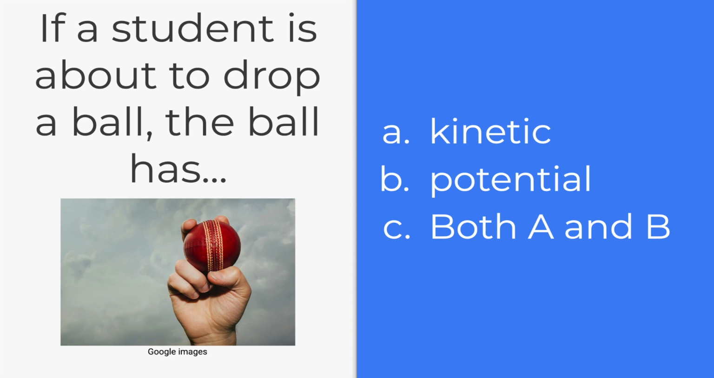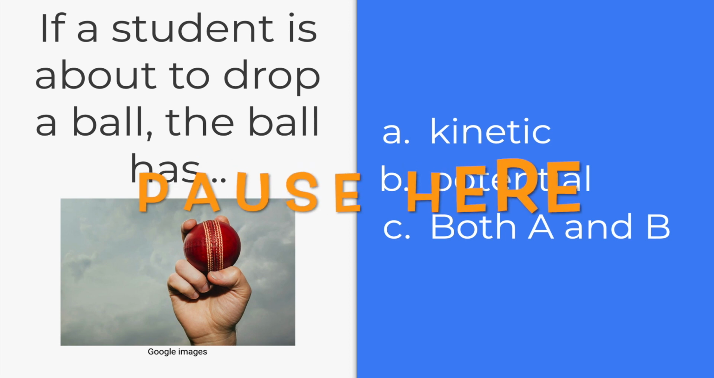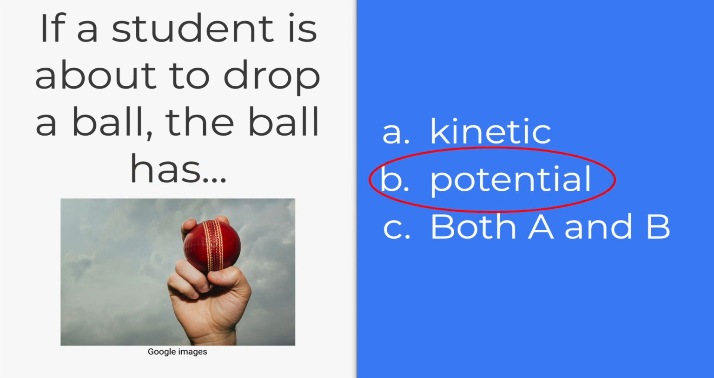If a student is about to drop a ball, does it have potential or kinetic energy, or both? It has potential energy because the ball is not moving yet, but it is storing energy so it can move.